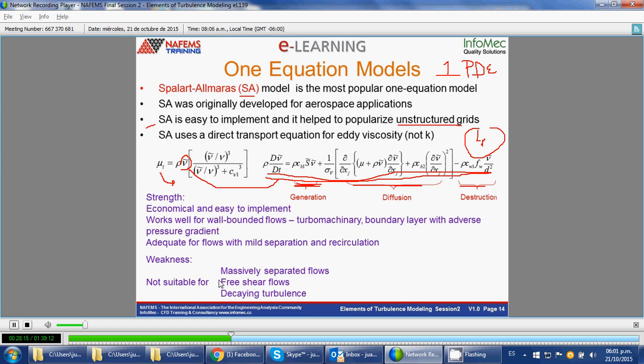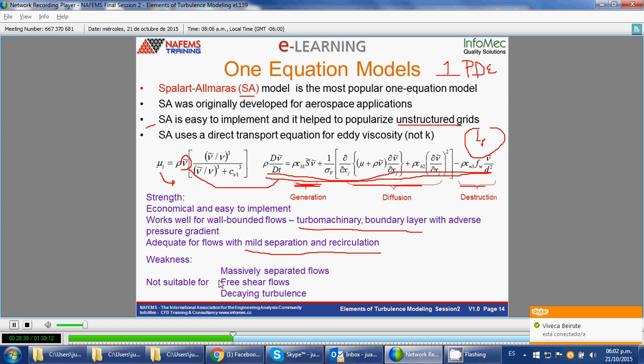It's very easy, economical to implement. If you're writing the code, it's easy to write, because it's a one equation model. It works very well for wall-bounded flow, turbomachineries. If you have adverse pressure gradient, if you have mild separation and recirculation, again, it does very well.